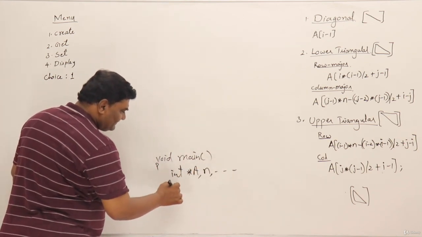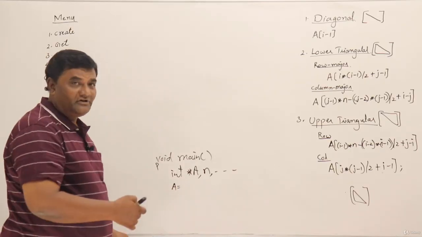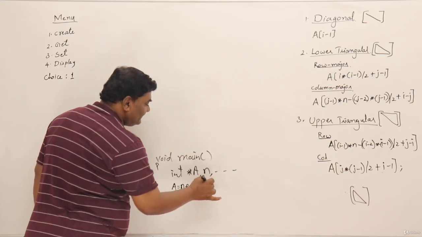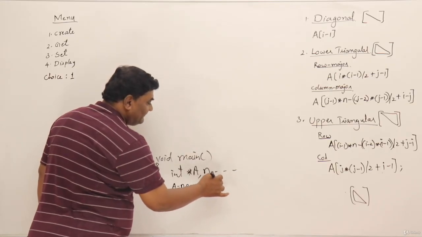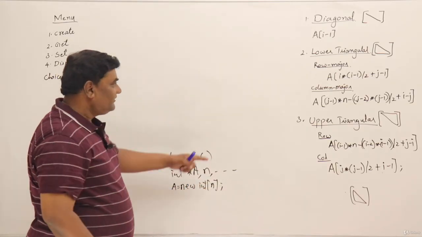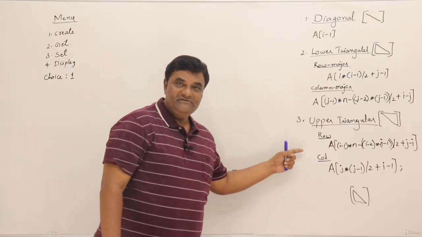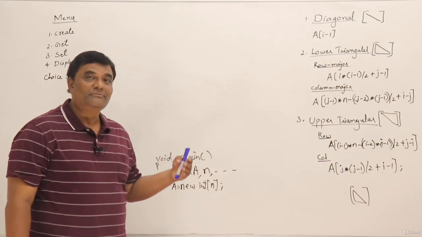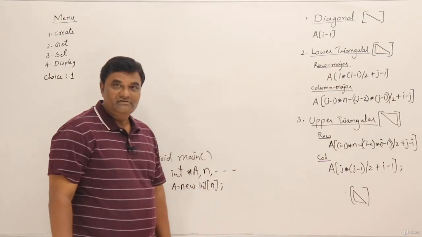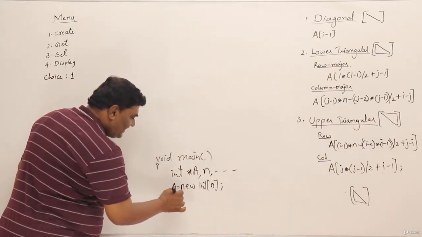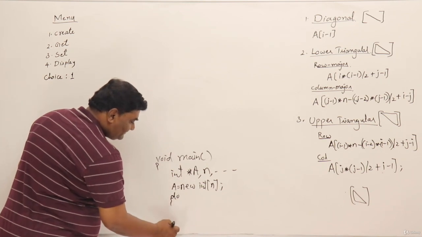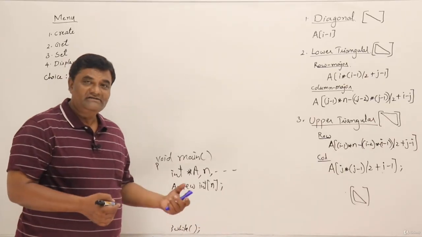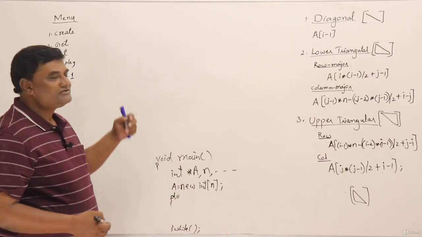Then inside this I should create an array. Take the dimension first of all, then create an array of required size: new int of size n for a diagonal matrix, and for this n into (n plus 1) by 2, this also n into (n plus 1) by 2, followed by the other matrices, where whatever the number of non-zero elements, that size should be mentioned. Then the program should have a do while loop and menu options and everything, cases. Here we should have a switch case and write the cases. For each case we should call a function.